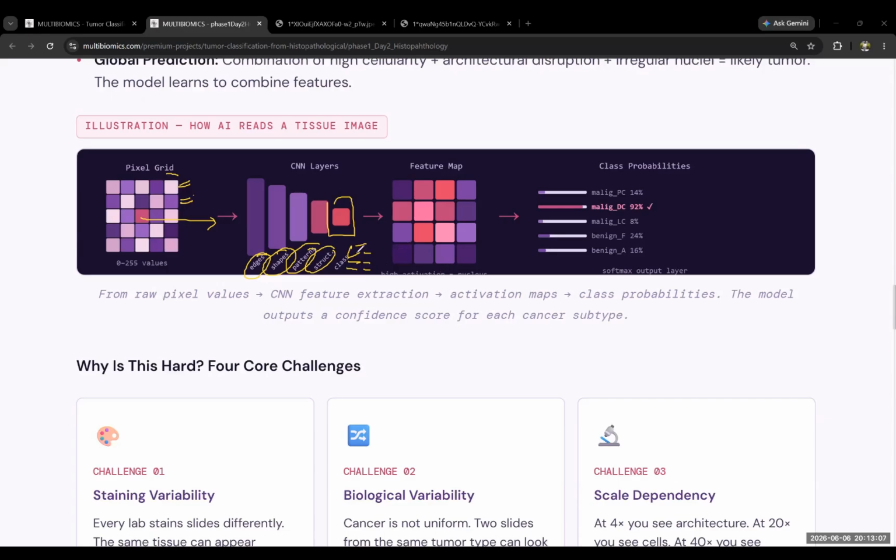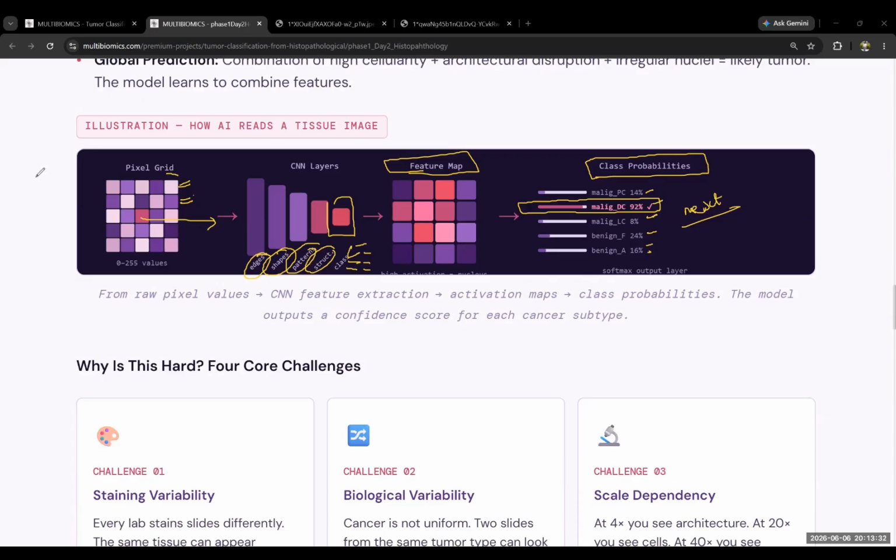Also, like I told you, it is not binary classification, not only normal versus tumor, but if it is tumor, what kind of tumor it is. Then it will generate a feature map, which we will see in the next class, and then it will assign probability. Every class will have a probability, but it will choose only the class which has the maximum probability, but we will learn this in the next class in detail.